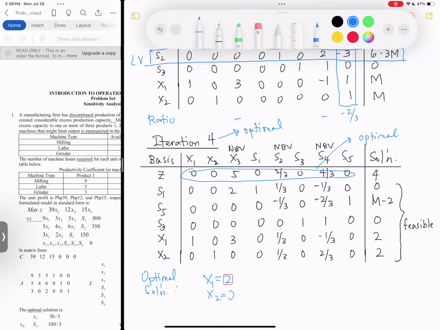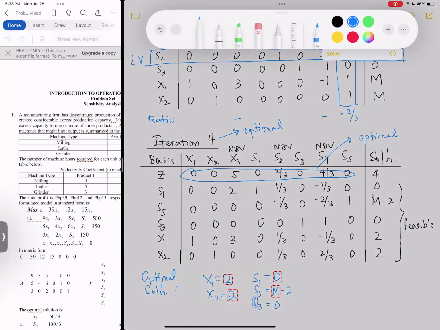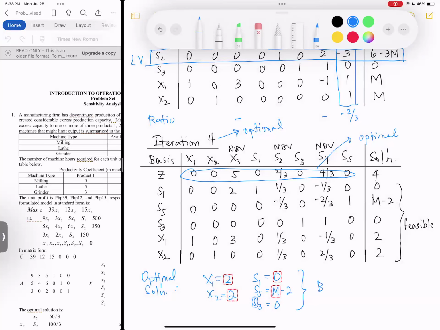X2 is also 2. X3. So you can do the basic variables first. S1 is equal to 0. S5 is equal to m minus 2. S3 is equal to 0. And then these are your basic variables.